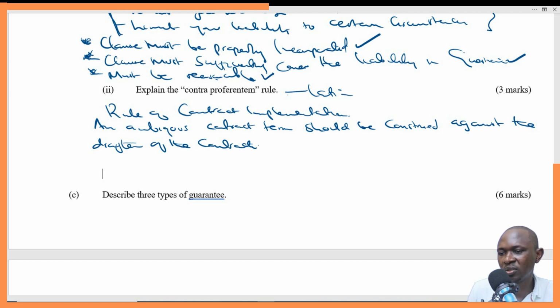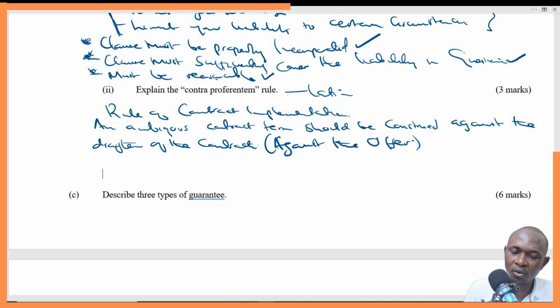So if it's not understood, if it's ambiguous, it cannot make meaning, it will work against the drafter of the contract. That is against the offerer, as opposed to the other party. So whoever is drafting the contract should ensure that the contract is very clear. Because if it's ambiguous, then the drafter is the one who is going to suffer the effect of that ambiguity. So if you are writing any contract, make sure that it's very clear and it passes the point home.